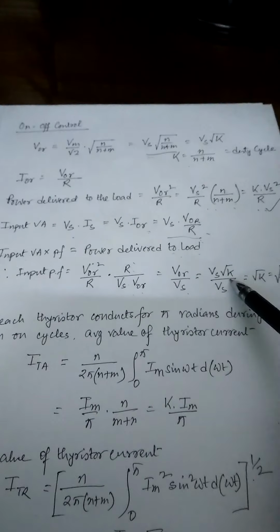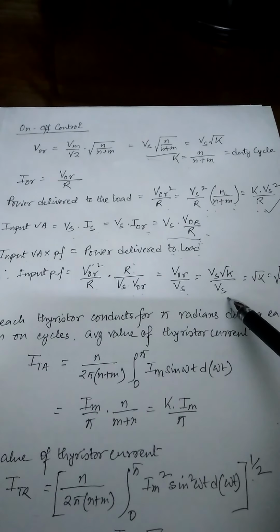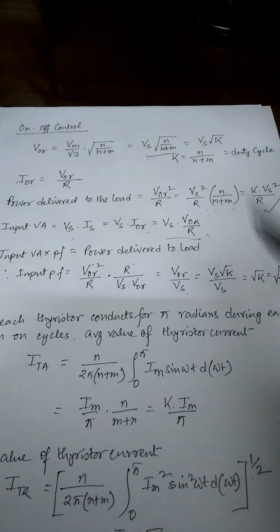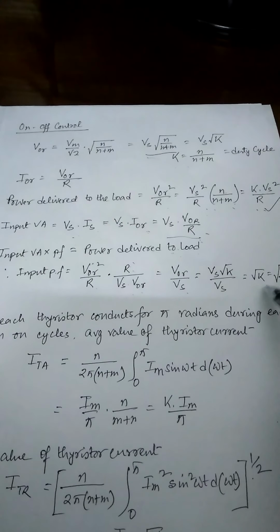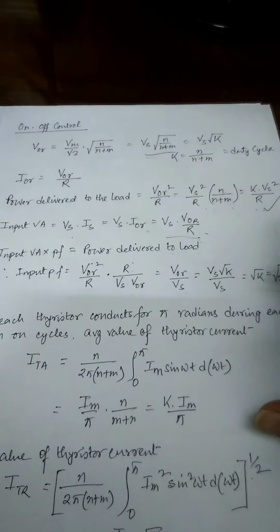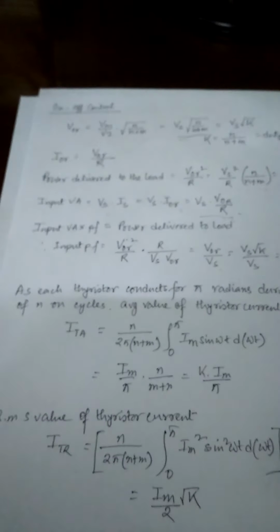So that means Vs into root K divided by Vs, that means root K. So K equal to N by N plus M, that is root K equal to root over N by N plus M. So that is the input power factor value.